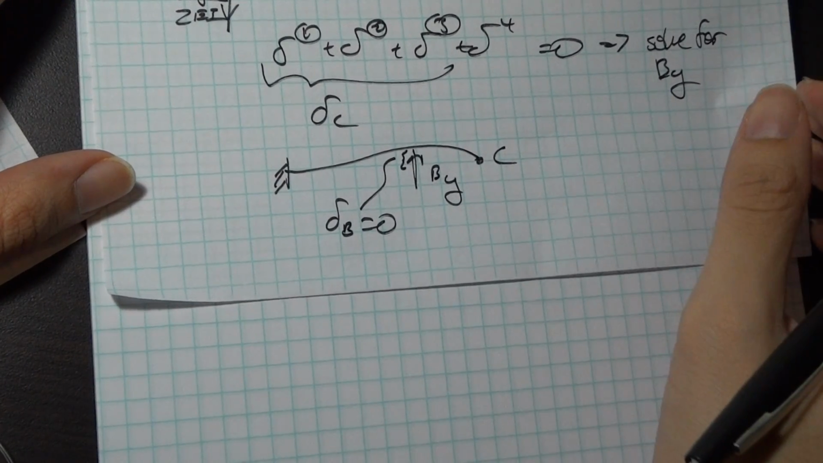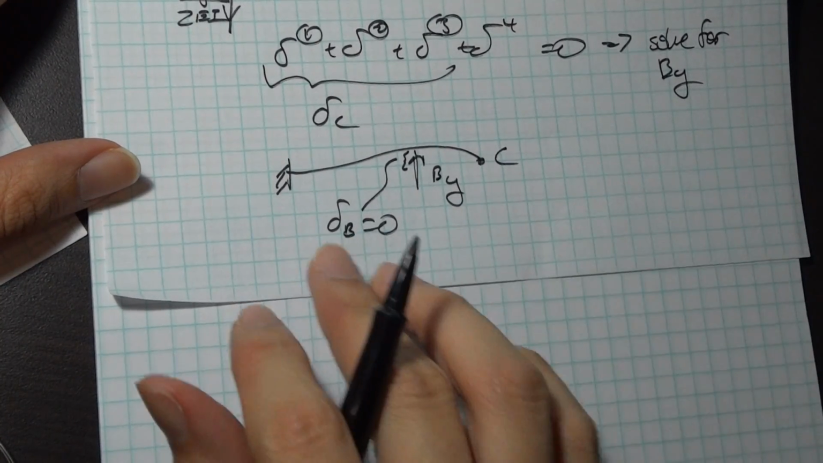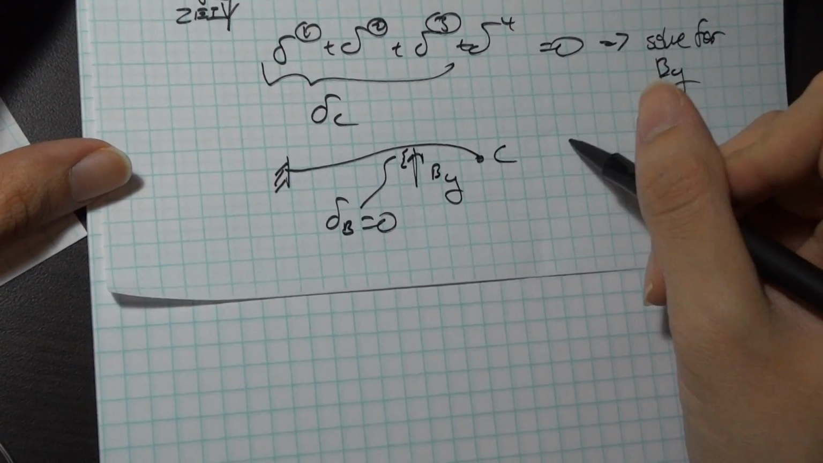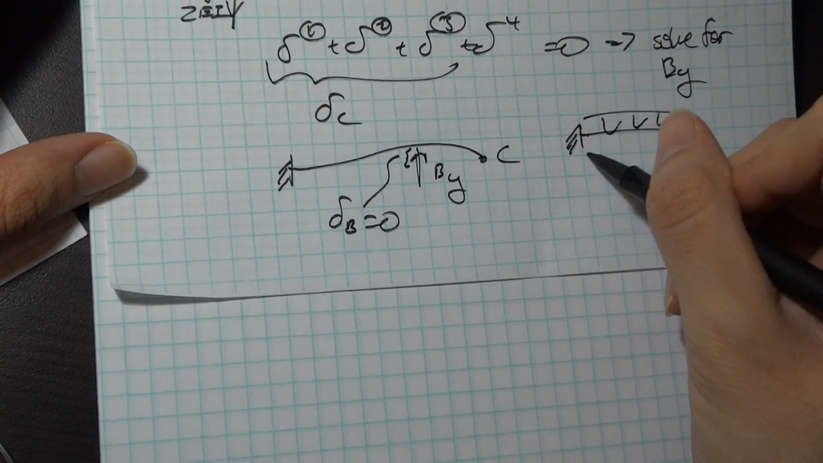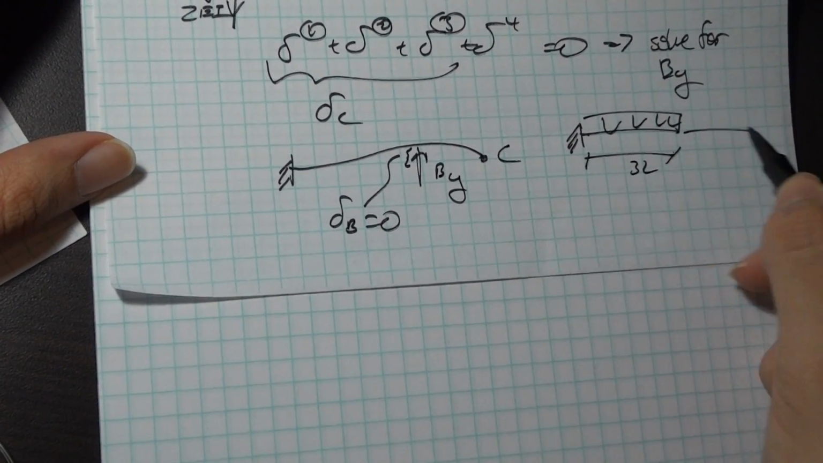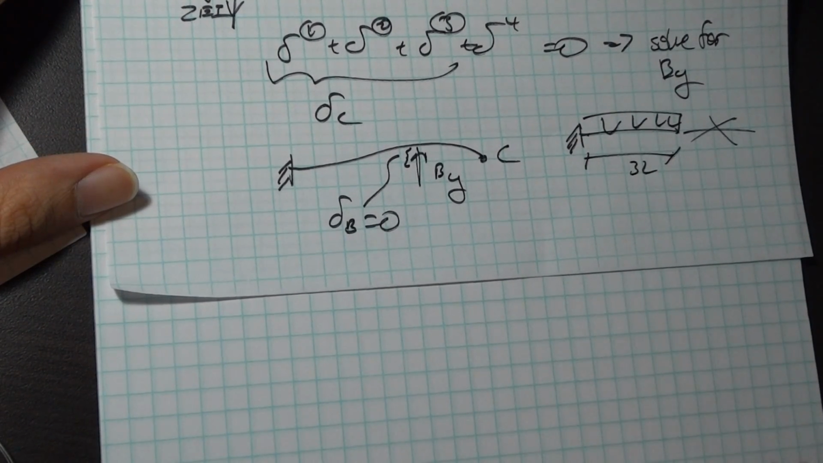again, I can use my moment area theorem. I'm not going to show you how to do this part, because I think the tricky part is getting By. Once you have By, you can use superposition again, but you only have to look at the first. You don't have to look at the whole thing. You can ignore what happens outside the first 3L length of the beam.